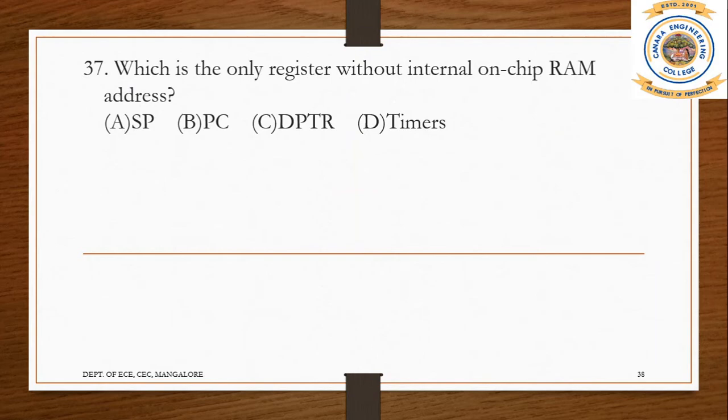Next question is, which is the only register without an internal on-chip RAM address? So we were talking about remembering addresses of special function registers, right? So you have to remember this also. There is a register which does not have any address. So which is that? DPTR has some address. Timers, yes, timers have some address. Stack pointer, yeah, stack pointer always points to 07H by default. So answer is program counter.